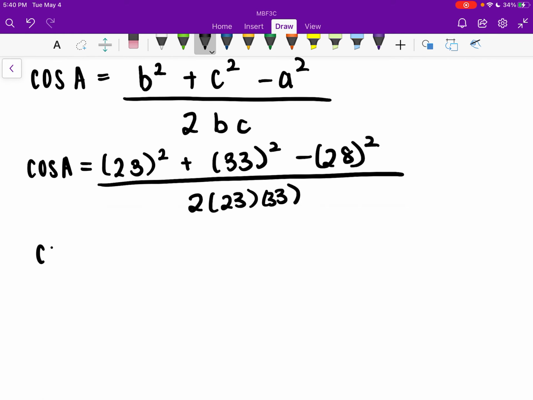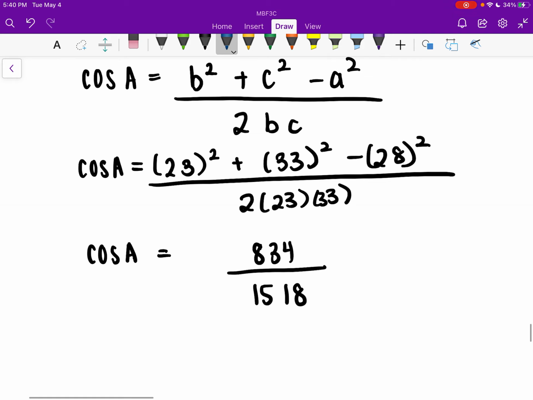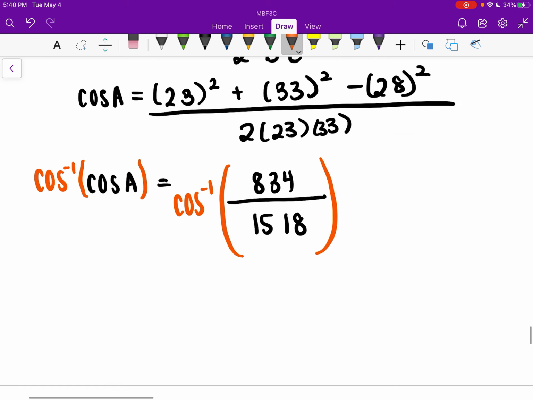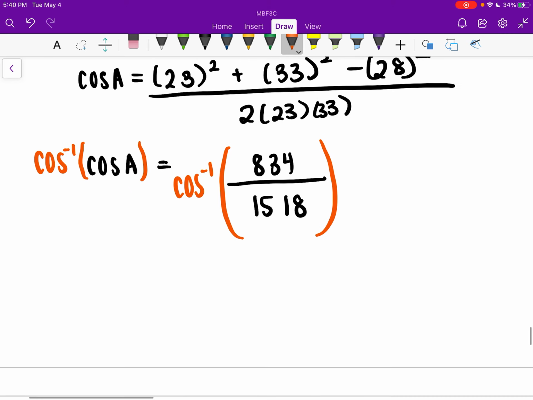And so if I do this right, I'm just going to plug in 23 squared plus 33 squared minus 28 squared into my calculator, and I get 834. And then I do 2 times 23 times 33, which is going to give me 1518, right? And then I want to get rid of this cosine over here. So whenever I'm looking for an angle, I have to do cos inverse because I want to get rid of the cos. And whatever I do to one side, I have to do to the other. So I'm going to do cos inverse, and I like to just put in the fraction by itself, and I'm left with angle A is equal to 57 degrees.